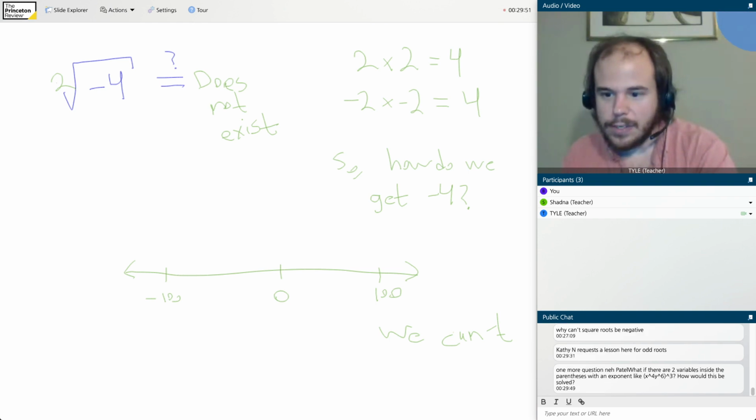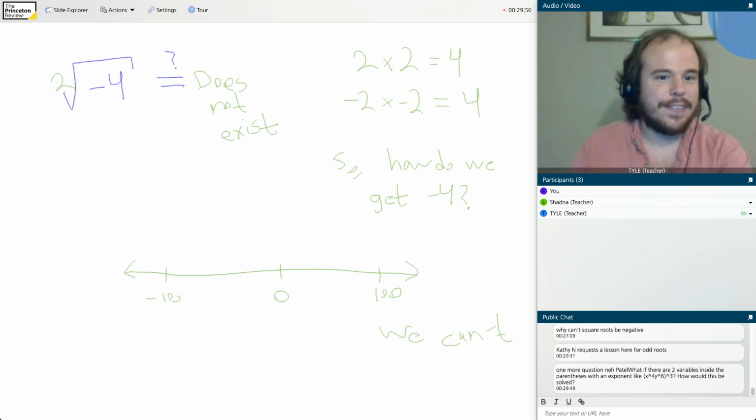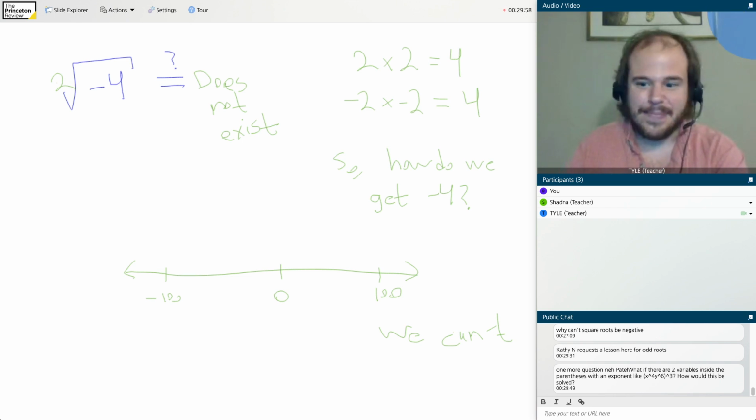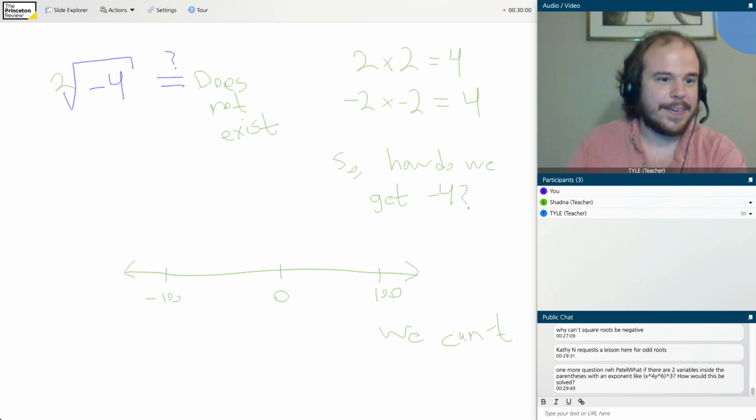And then two variables inside the parentheses. How would this be solved? Okay, great. I'll do both of those. First, I'll do the odd roots though, and then I'll answer the question that came in below.